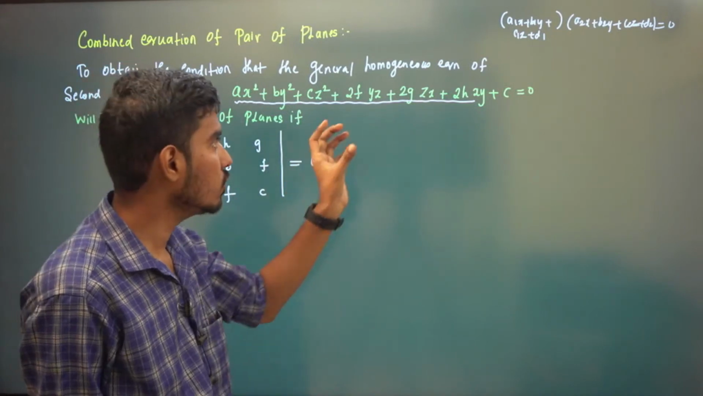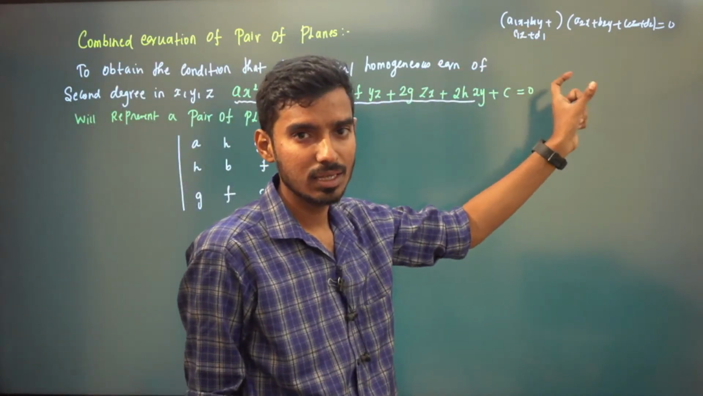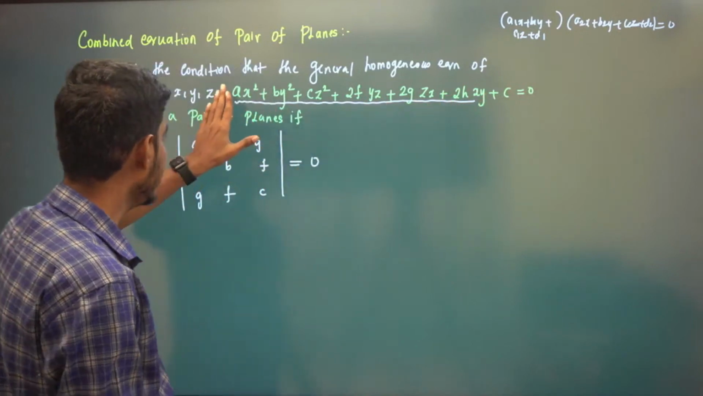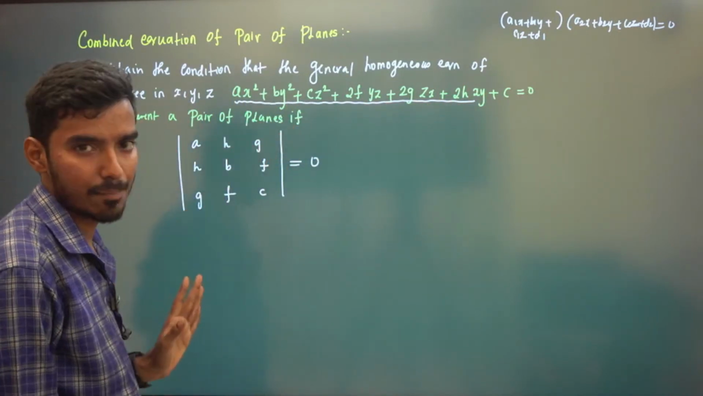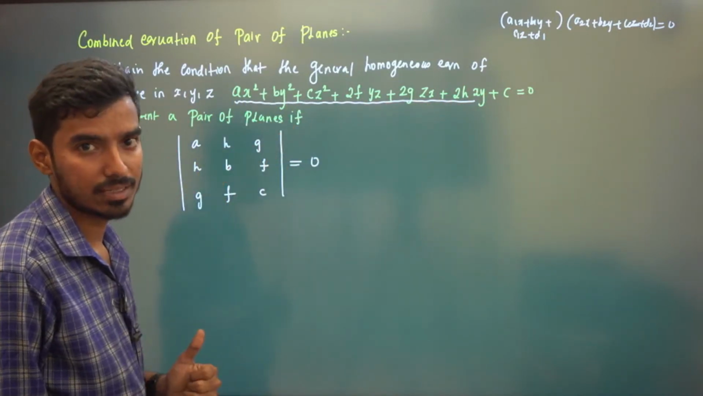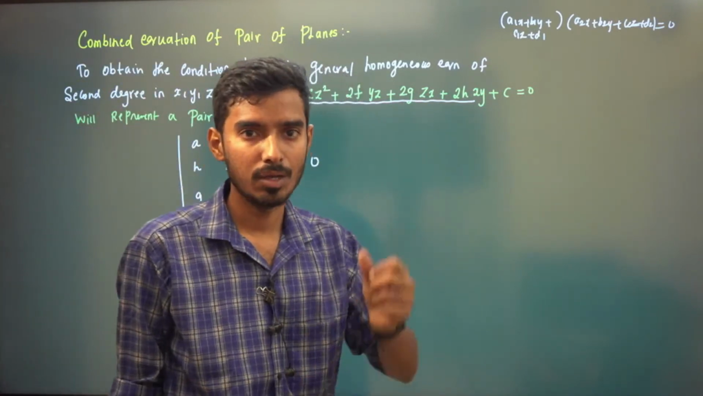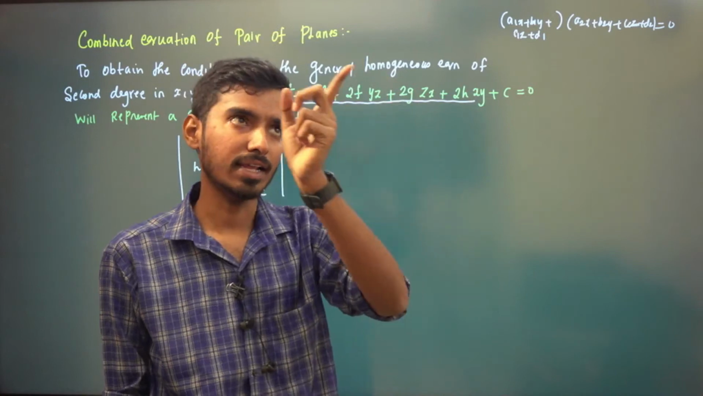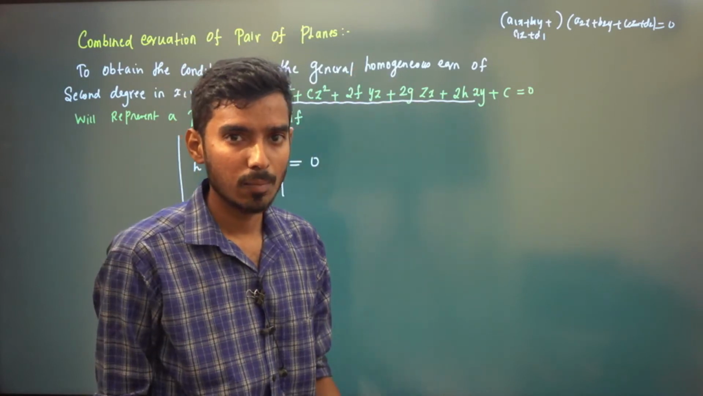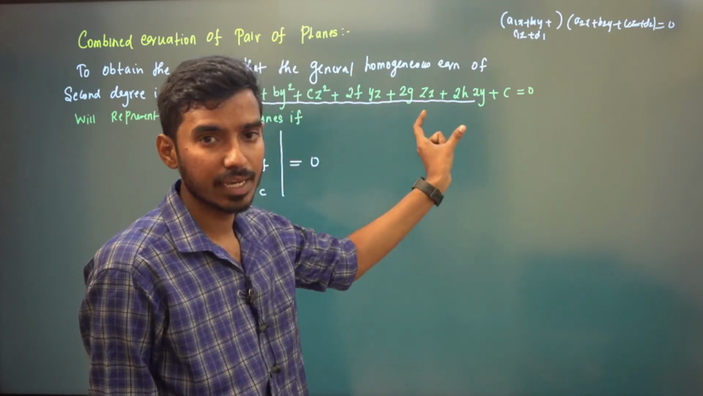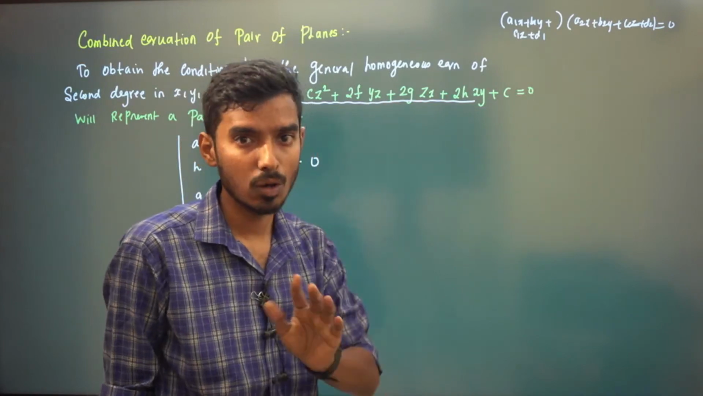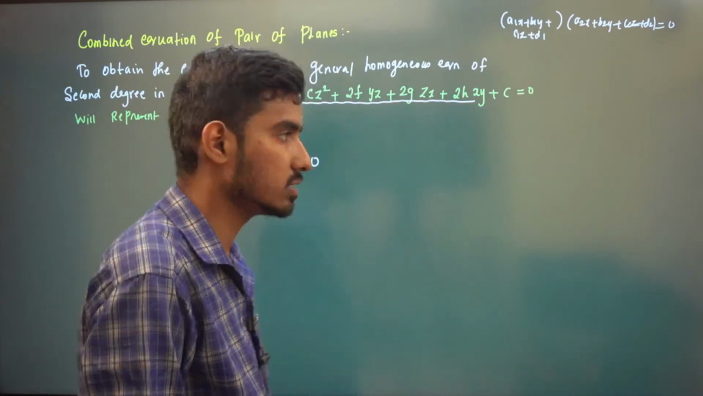Is it clear? We don't know the individual planes, but this will represent a product of two planes if this happens. If I know the individual planes, I can easily find the angle between them: direction ratio of first plane, direction ratio of second plane, and so on. But here we have only one equation of second degree. We don't know the individual planes. Now how to find the angle between them? That is the next question.